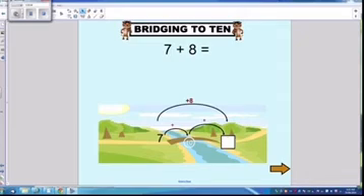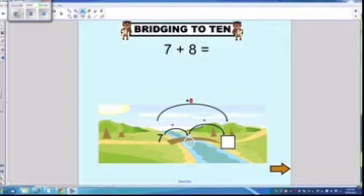Bridging to 10 is a strategy that we can use to help us with adding or subtracting. Let's look at a simple example of adding using the strategy of bridging to 10. 7 plus 8. Here you can see that we've got our bridge set up. It's like a number line. The trick is that with bridging to 10, you need to stop once on the bridge at a decade.